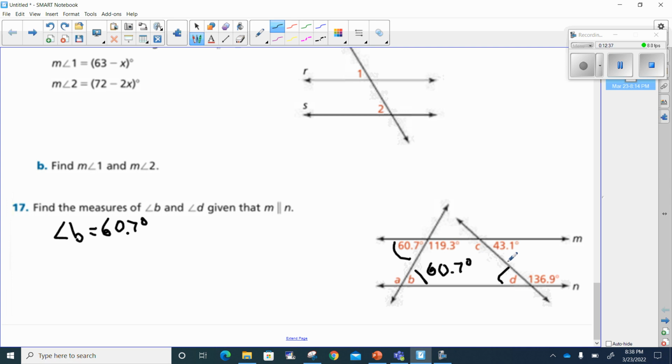Because one, D is the alternate interior angle to this one, and I can also say that D is the supplement of this angle here, right? So I'll do the supplement first. I know that these two angles have to equal 180, so I can take 180 and minus 136.9 from it.